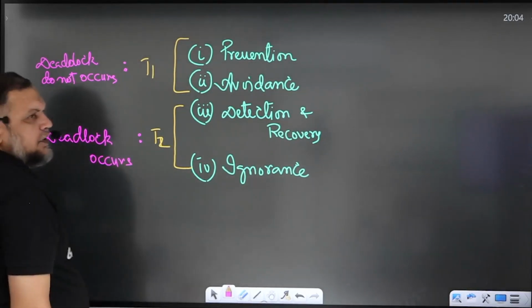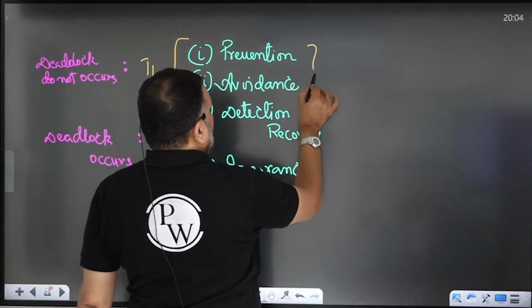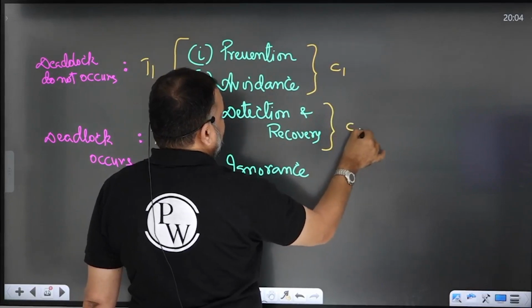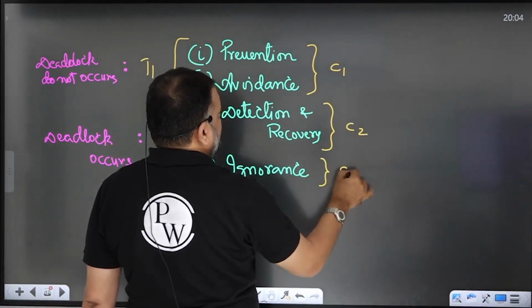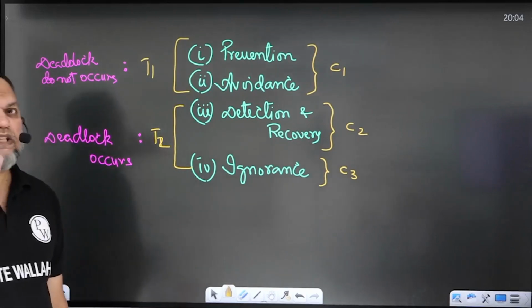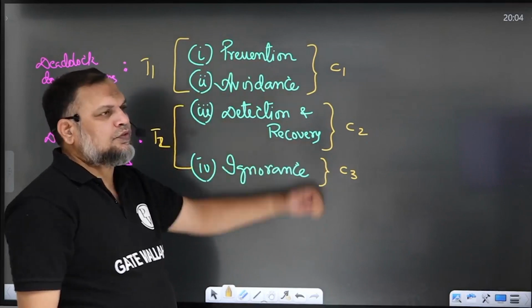But now at the end of the discussion, I will finally say that these two are one class of strategy, C1. Detection and recovery is the class 2 type of approach. This third type, C1, C2, C3. Based on the keywords, based on the approaches I discussed, I can say that I have broadly 3 classes of strategies.